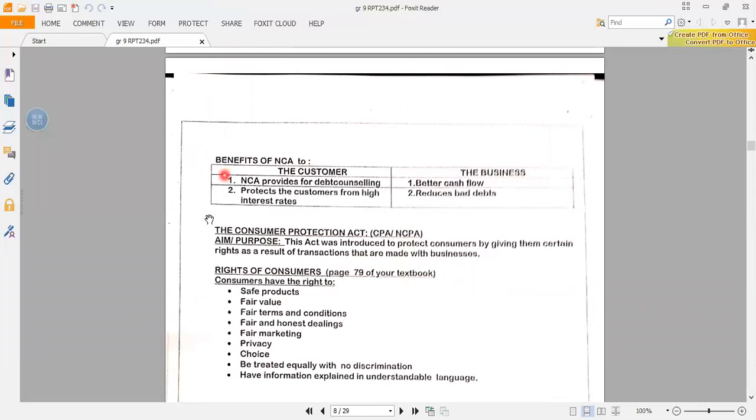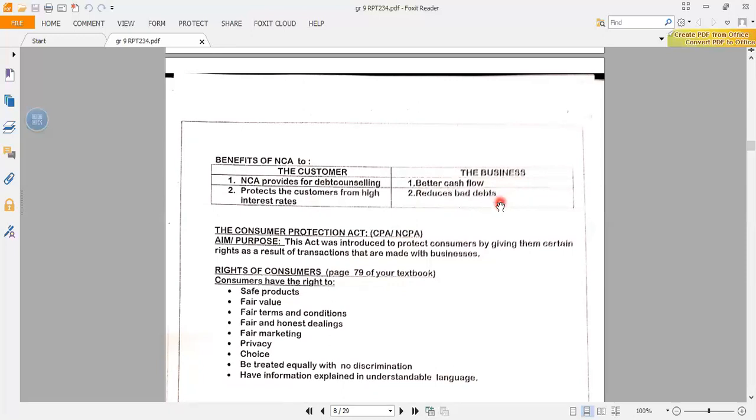You have to know this, it is in your test for June. Firstly, for the customers, the National Credit Act provides for debt counseling and it protects the customers from high interest rates. And the benefits of the NCA for the business: they have a better cash flow, which means they can avoid people who are unable to pay their account. So cash flow becomes easier for them. And of course, reduced bad debts, which means we are avoiding sales to people who are unable to pay their account as well.